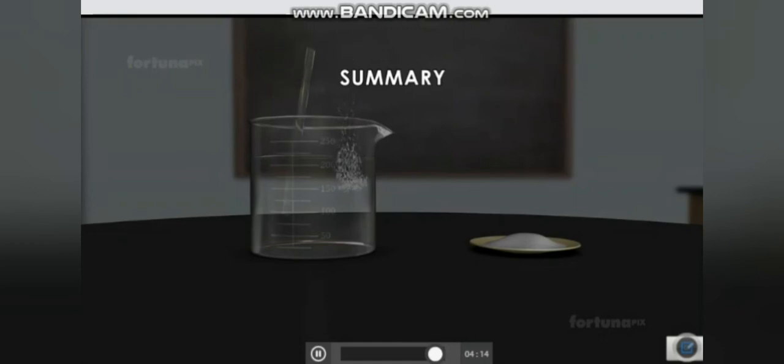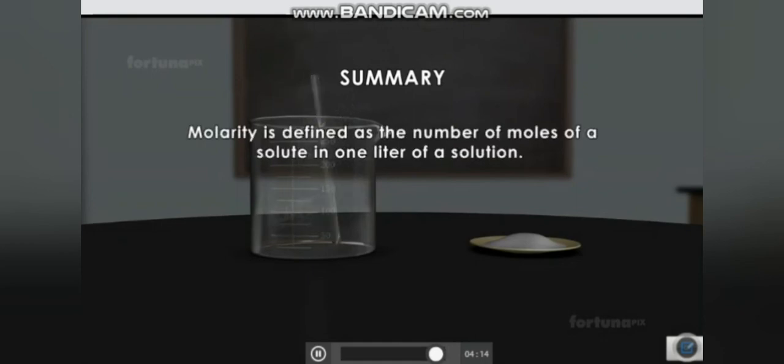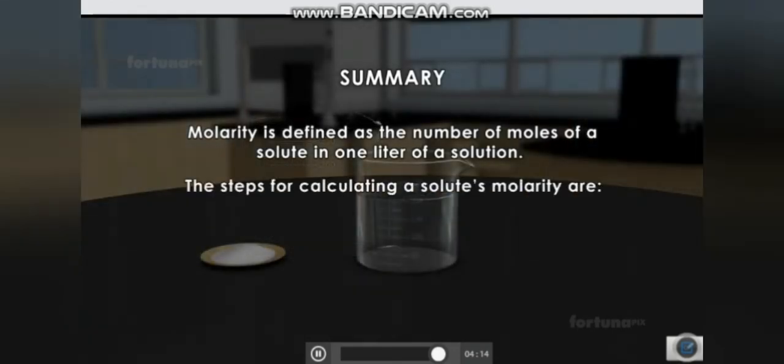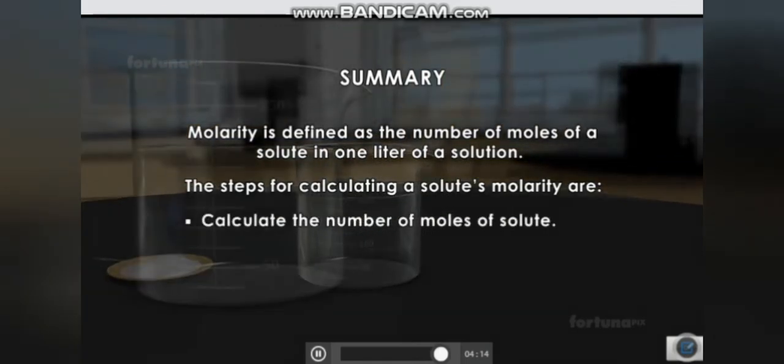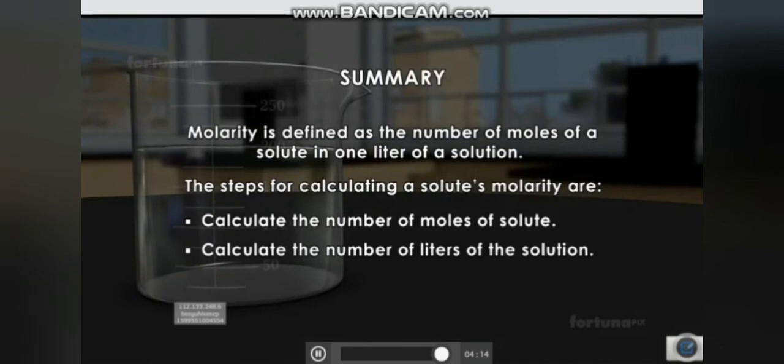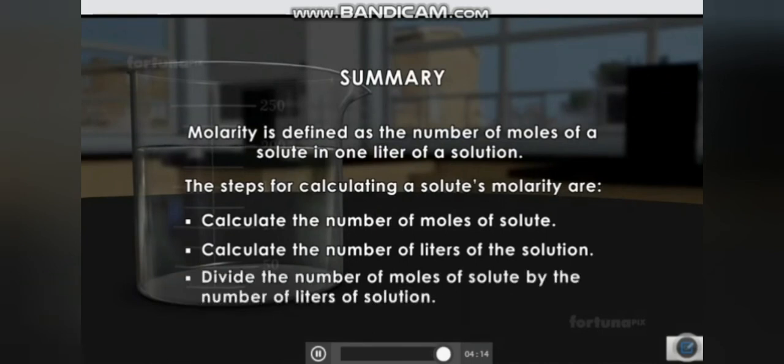Summary. Molarity is defined as the number of moles of a solute in 1 liter of solution. The steps for calculating a solute's molarity are: calculate the number of moles of solute. Calculate the number of liters of the solution. Divide the number of moles of solute by the number of liters of solution.